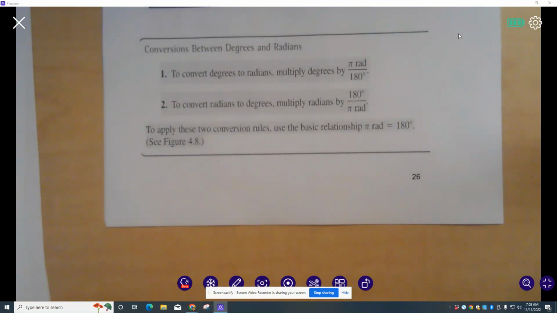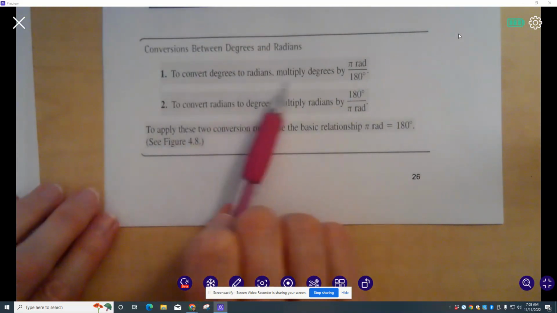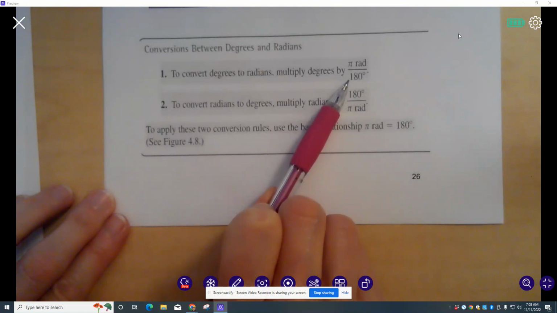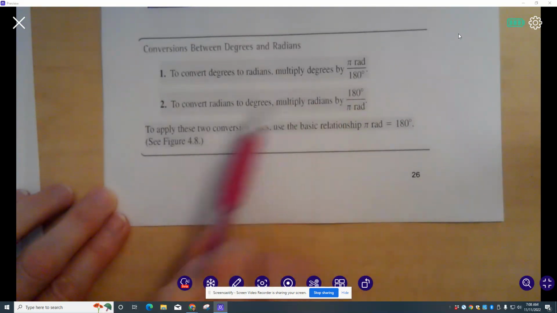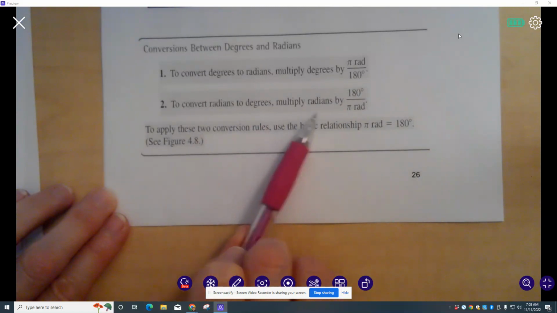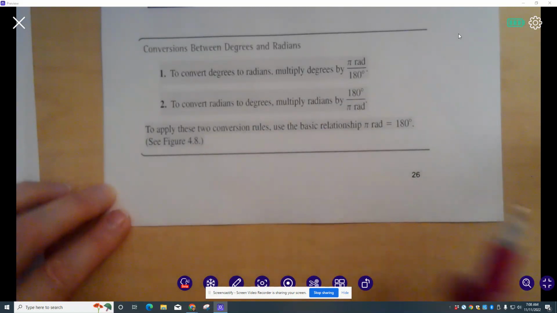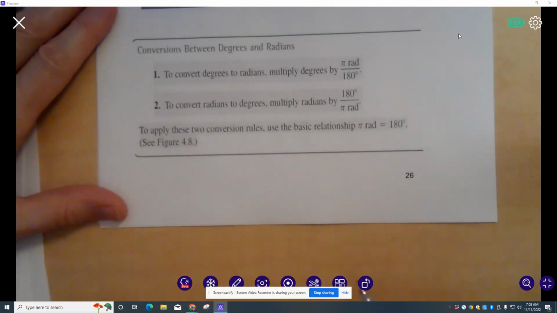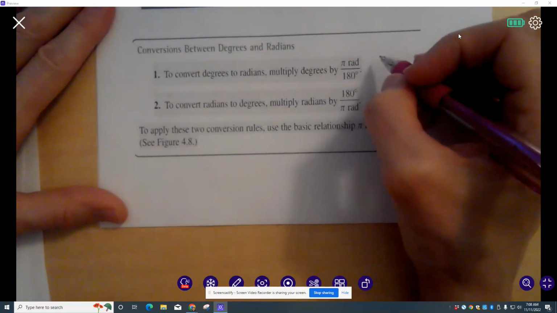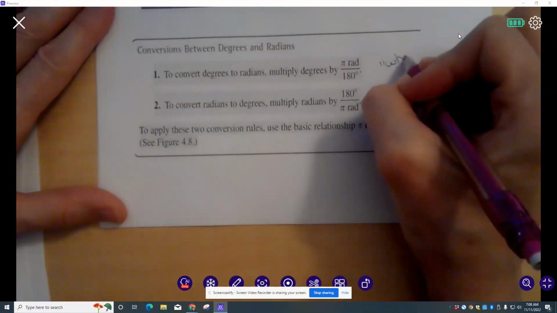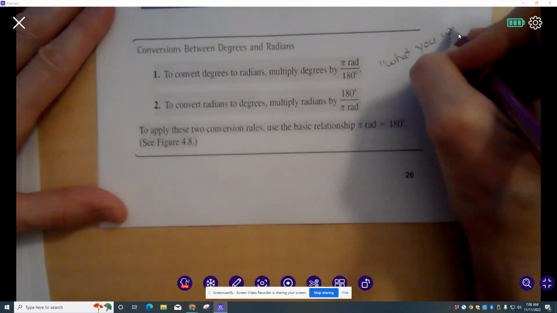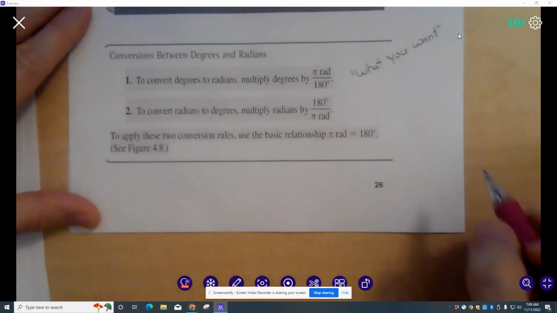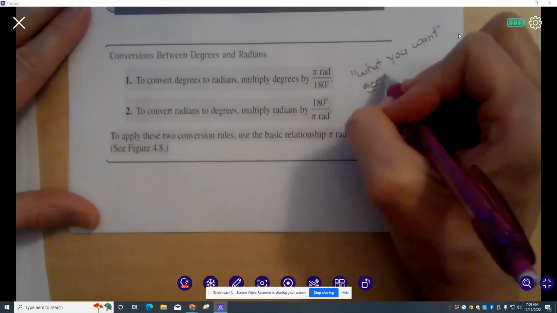I'm just going to go right to this. So this tells you, to convert degrees to radians, multiply by this ratio, pi over 180. To convert radians to degrees, multiply by the ratio 180 over pi. Now, I'm going to say you don't really have to memorize these. What you want to do is think about what you want to end with. What you want goes on top. That's what I say, and I'll show you how that works in a second.